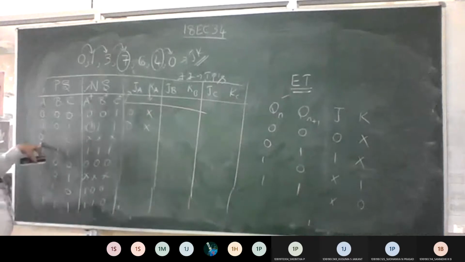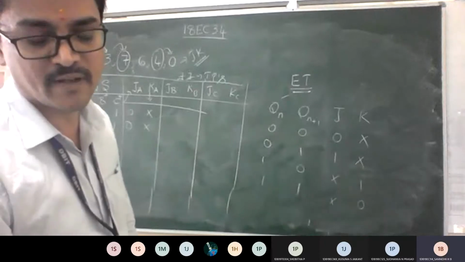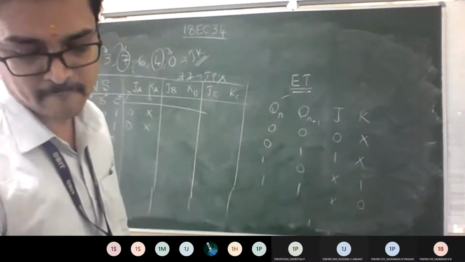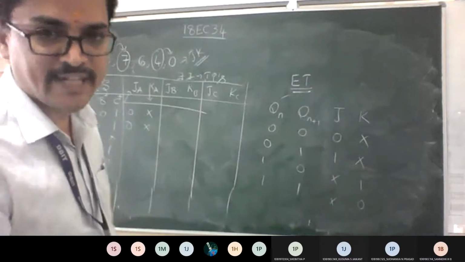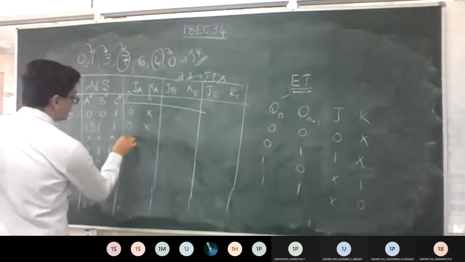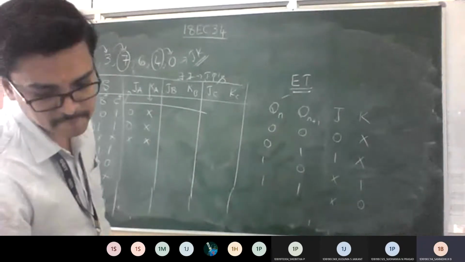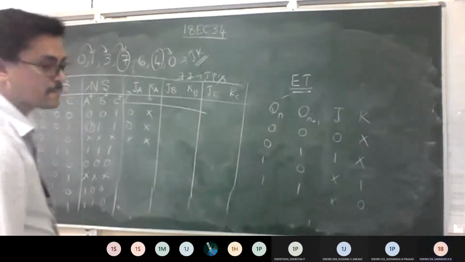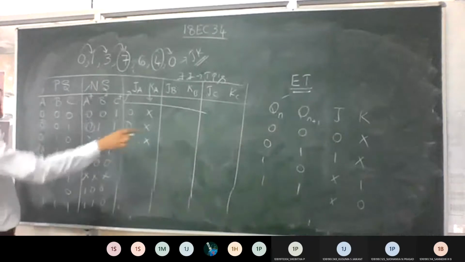What will you consider for x? Either you can take 0 or 1. It's your wish. What's the answer? It should be A. X. You can write xx only. Correct? It can be anything. Yes, sir. Next, 0, 1. So compare 0, 1. What's the answer?